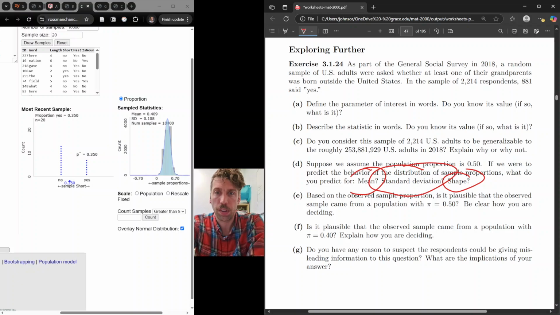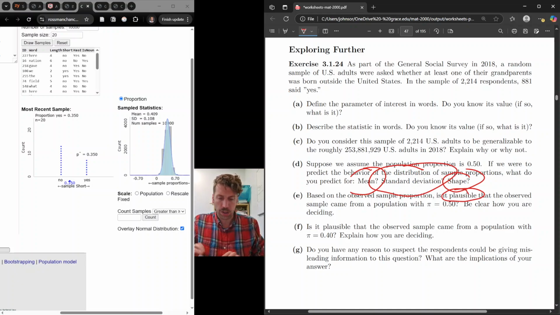Okay, so based on the observed sample proportion, is it plausible the observed sample came from a population with 0.5? So plausible is about, is it possible, right? Not only possible, but is it likely, right? Is it not unlikely? So yeah, that's a question where you need to use your wisdom, your critical thinking.